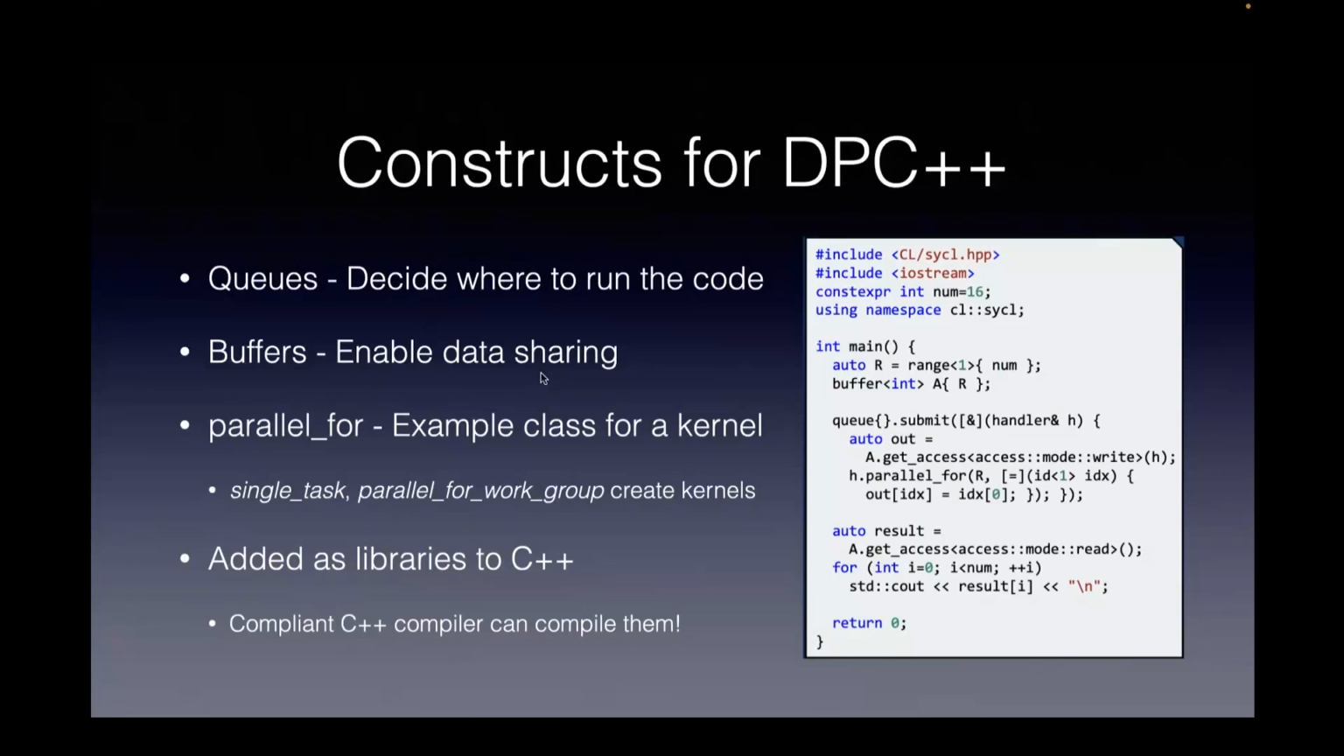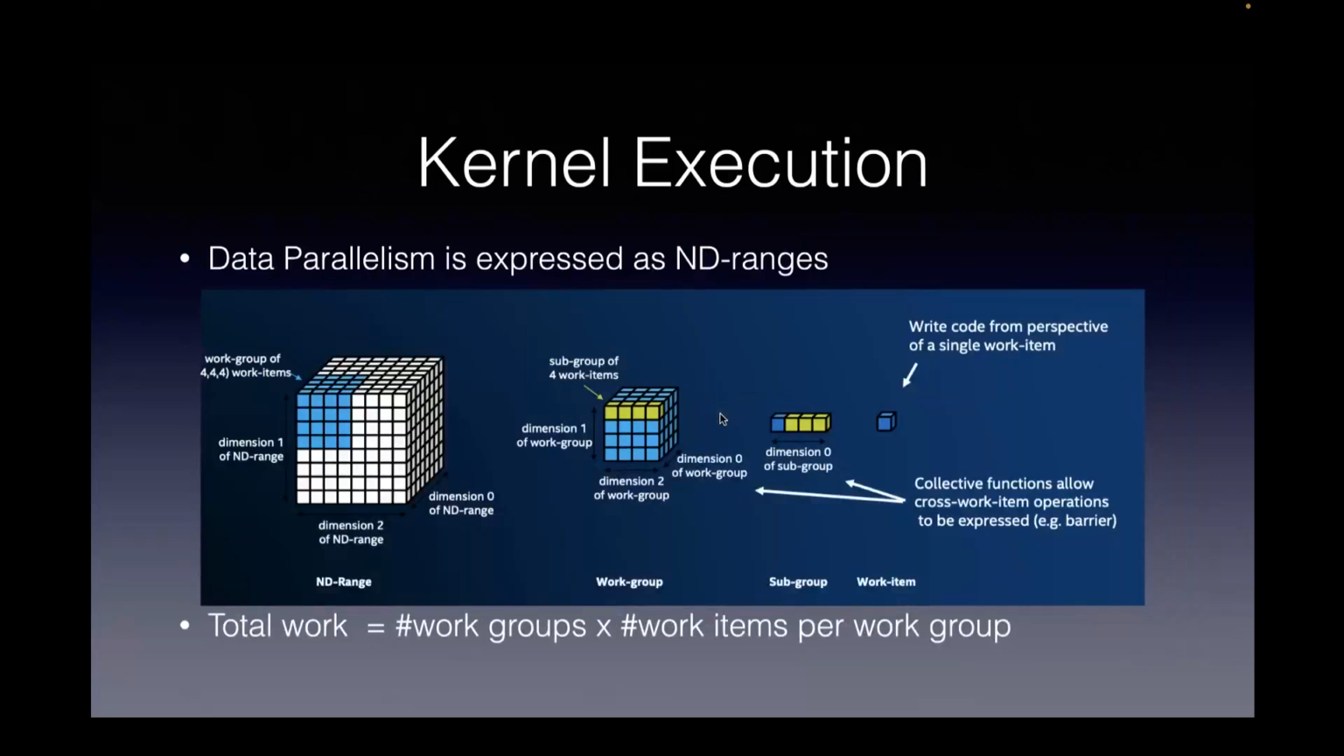Okay, so let's dig into more detail. Like I said, some of these concepts will be new, and as I start digging into more detail, they'll start to become a little more clear. So let's talk about kernel execution in DPC++. In DPC++, data parallelism is expressed in what are called ND ranges. This has exact parallels with what you have in CUDA. It's just that the terminology is slightly changed because it's a different programming language.